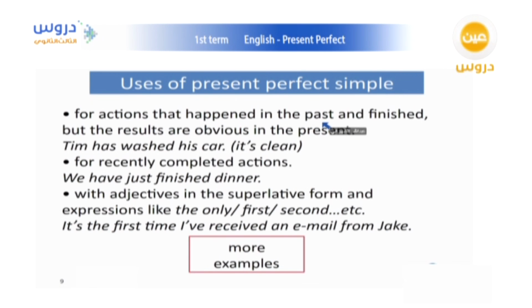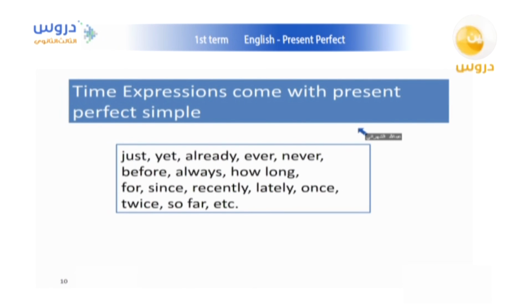Also for actions that happened in the past and finished, but the results are obvious in the present. For example, Tim has washed his car. It is not clean, that's why he washed his car. For recently completed actions: we have just finished dinner. With adjectives in the superlative form and expressions like the only, first and second: it's the first time I've received an email from Czech. So we just talked about the uses. It's going to be more clear now, inshallah, when answering the questions. Time expressions which come with the present perfect simple: just, yet, already, ever, never, before, always, how long, for, since, recently, lately, and once.